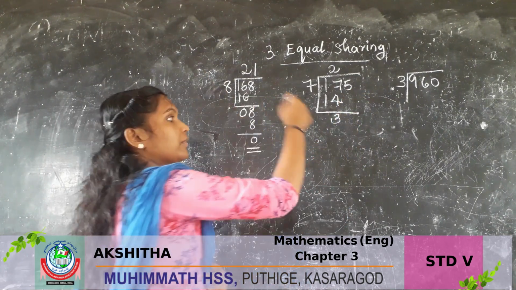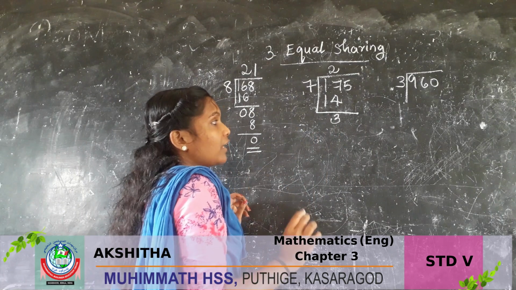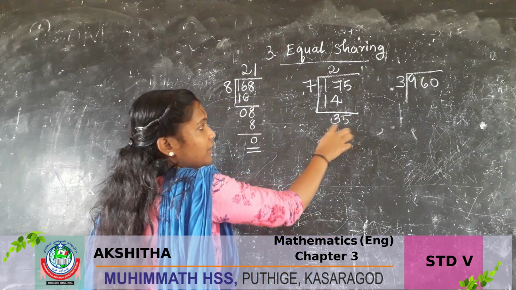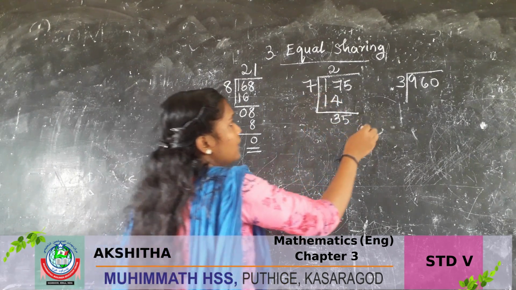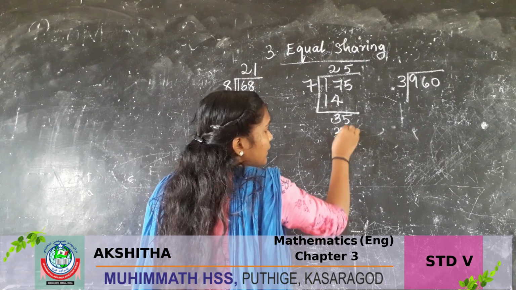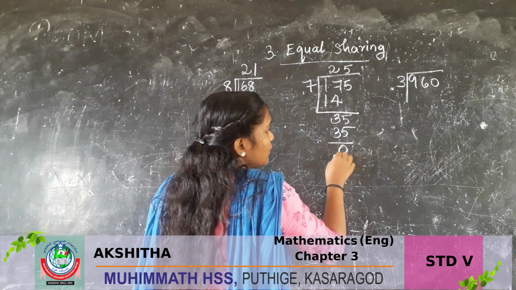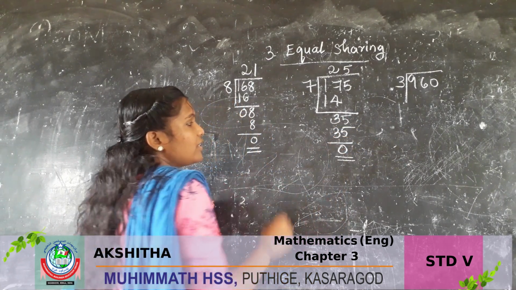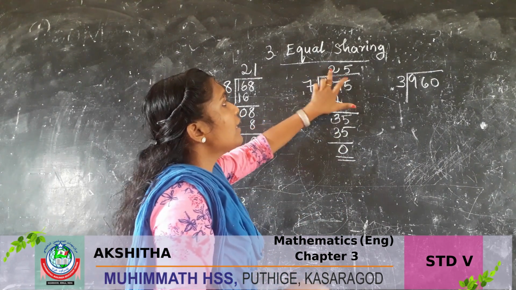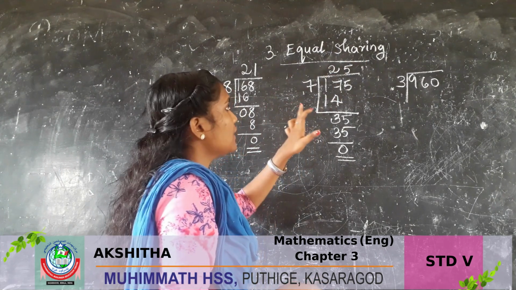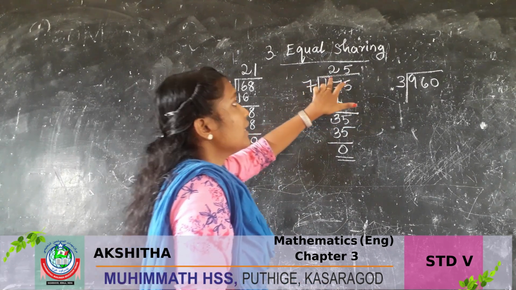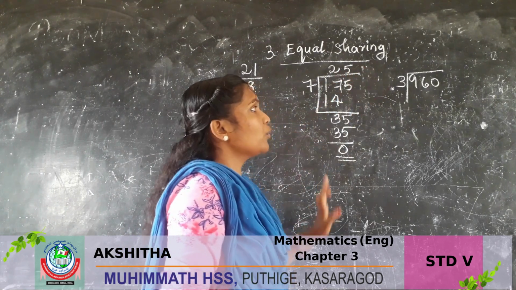Next this 5. 3 is the small number, right? So we cannot divide. So we should write this number also. 5. Now 35, right? 7 5 times 35. 35 minus 35 is 0. Here each will get 25 rupees. Is it clear? 175 rupees divided among 7. Each will get 25 rupees.